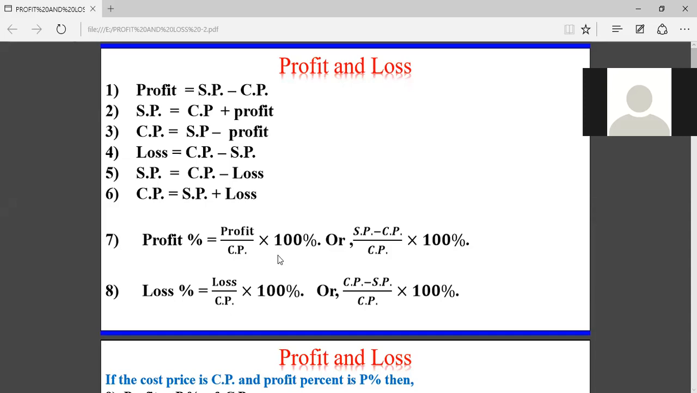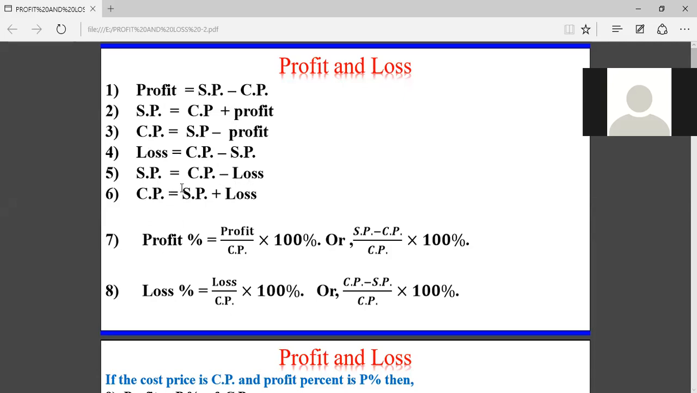These are the formulas that once again I have shown you. Profit equals SP minus CP. When you change the side of this minus CP, it goes here, so SP equals CP plus profit, and CP equals SP minus profit. And loss equals CP minus SP. Then when you put SP on the left side, and loss goes on the right side, CP minus SP.